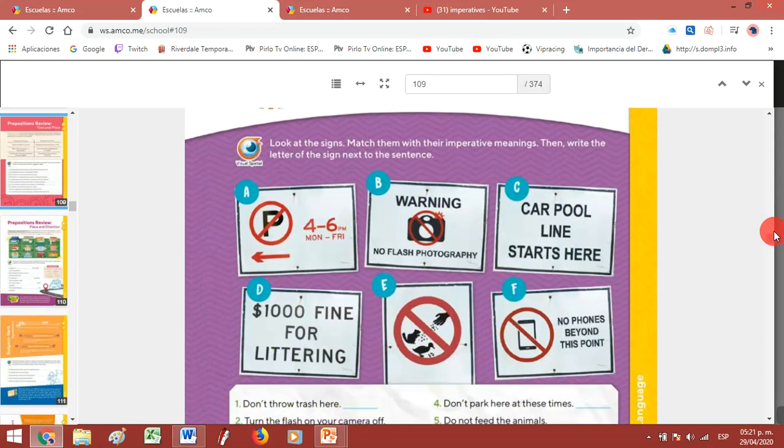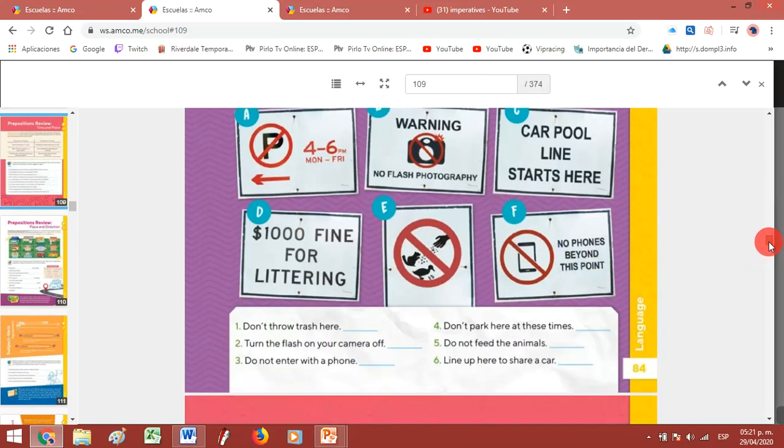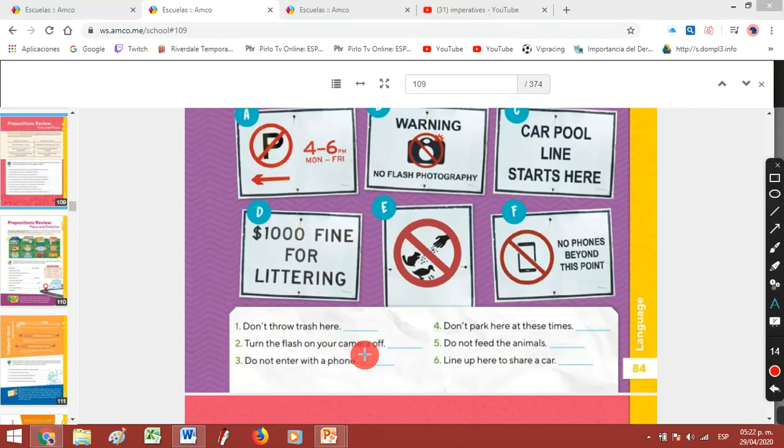In this exercise, we are going to see the signs. Match them with their imperative meaning. Then write the letter of the sign next to the sentence. For example, let's see this sign. No phones beyond this point. What could be the imperative sentence? Okay, I think that the number 3, do not enter with the phone, can be this one. So here we are going to put the letter F. Okay?